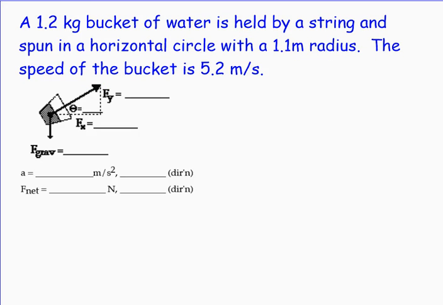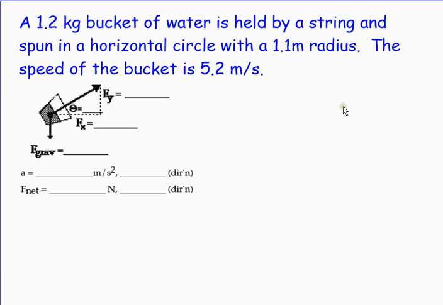All right. Next, we have a 1.2 kilogram bucket of water held by a string and spun in a horizontal circle with a radius of 1.1 meters. And it gives us the speed of the bucket as 5.2 meters per second. Now, in this case, it's still a horizontal circle. However, it's being swung at an angle.